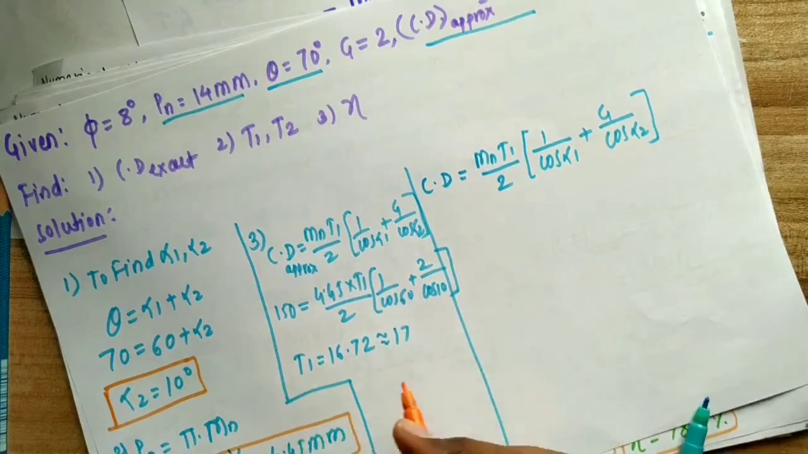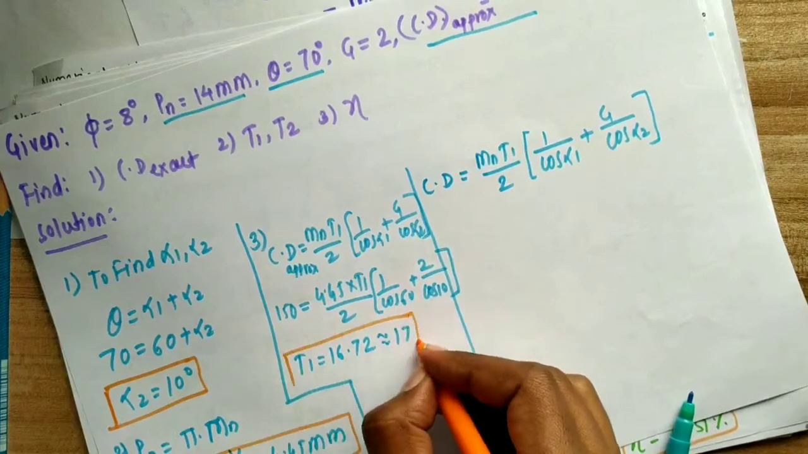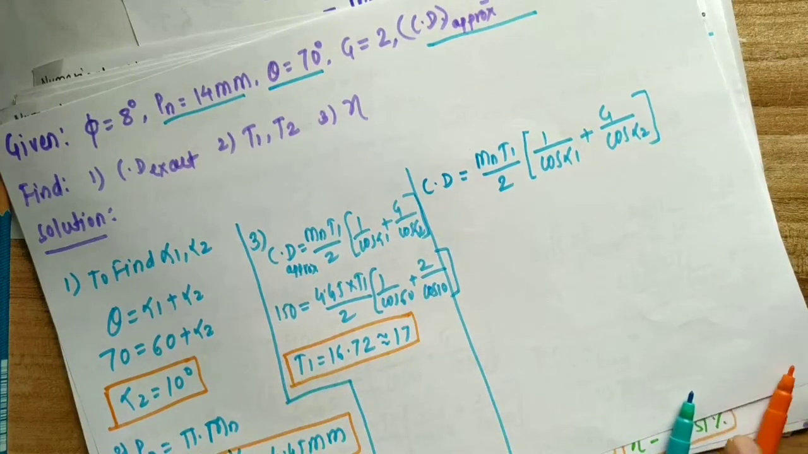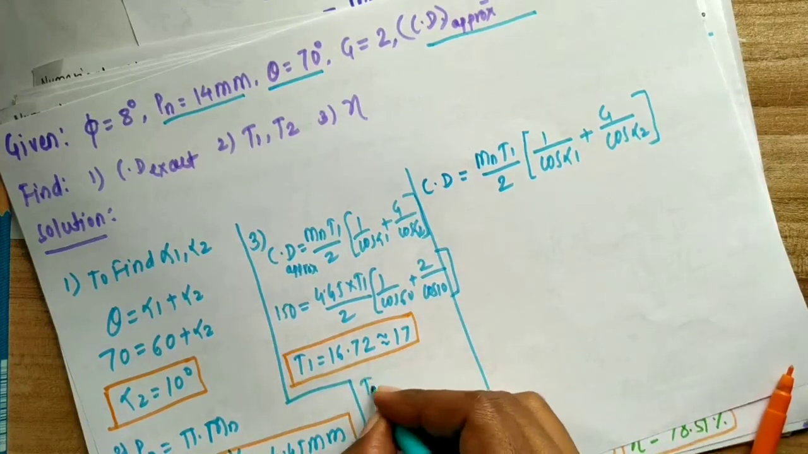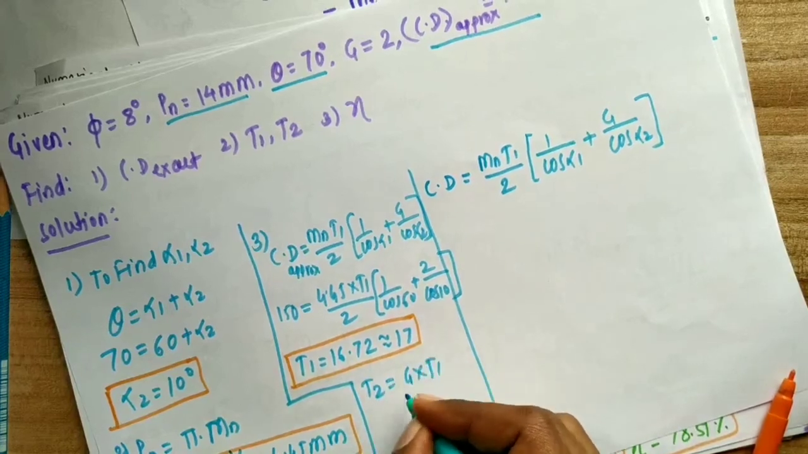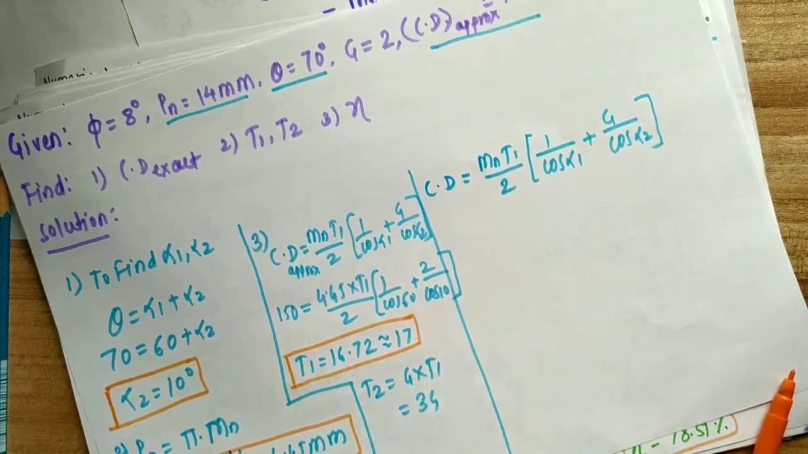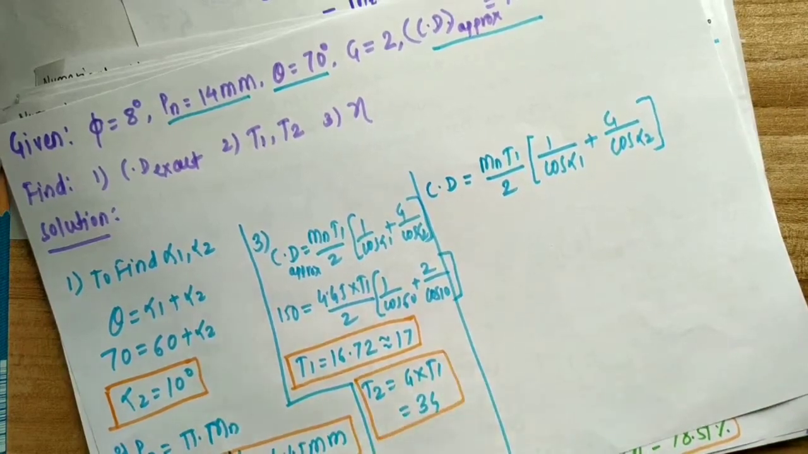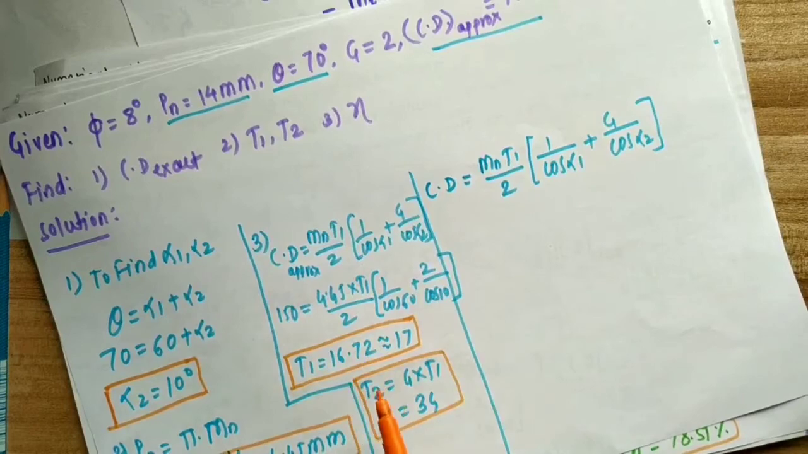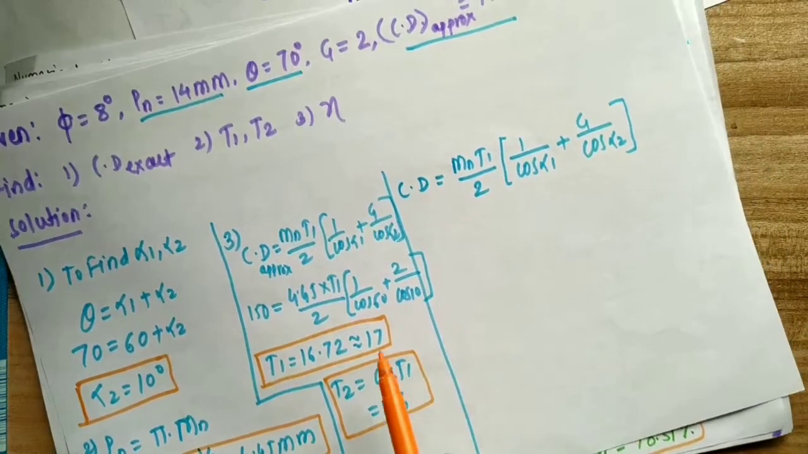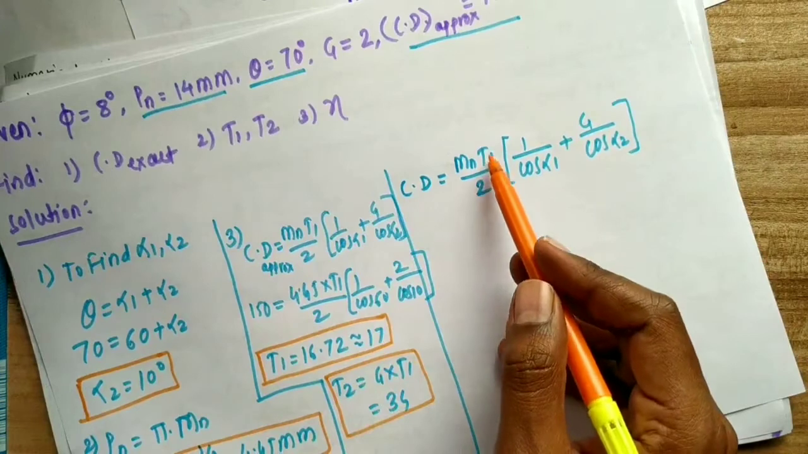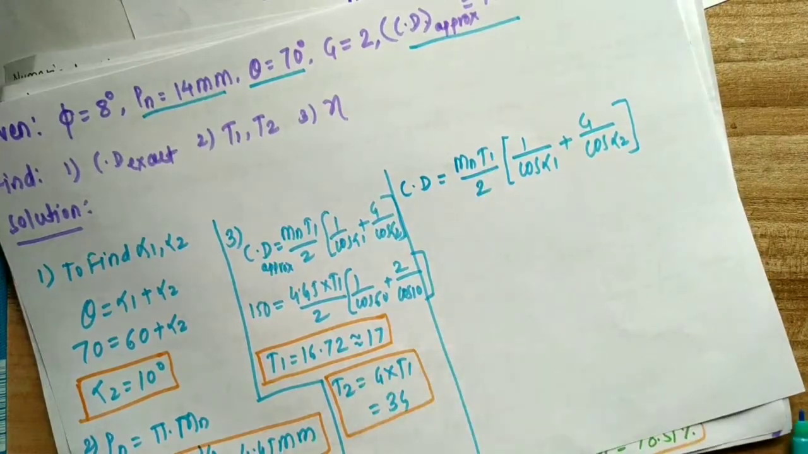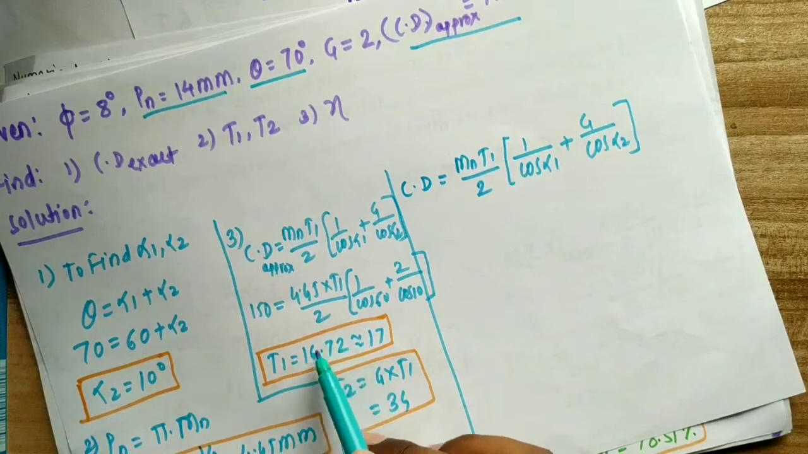So here I find the exact number of teeth from the approximate central distance, as T1 is equal to 17 and hence T2 is equal to G into T1, which is equal to 34. This is your procedure to determine T1, T2. Always. Once I get T1, T2, which are exact, now I can put the value of T1 here, which is not 16.72 but 17, because 16.72 I obtained from the approximate. When I make it exact, then it is 17.